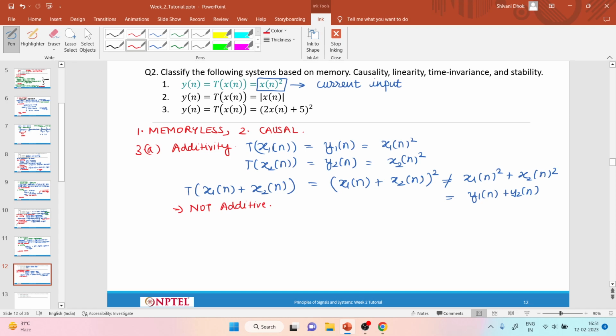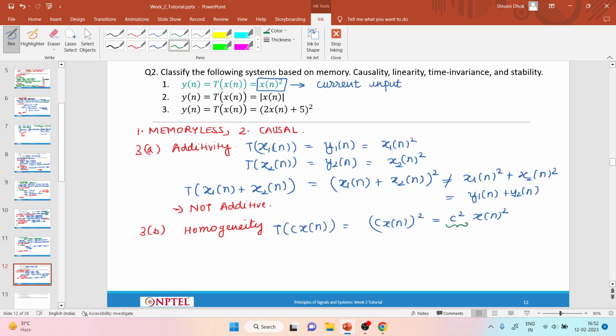Here only we can say it is not linear, but let us look at homogeneity. So for that, let us look at the scaled version of input, that is x of c times x of n, which is equal to c times x of n whole square, which is equal to c square into x of n square. Now we observe that we are getting a scaled version of the original output, that is y of n.